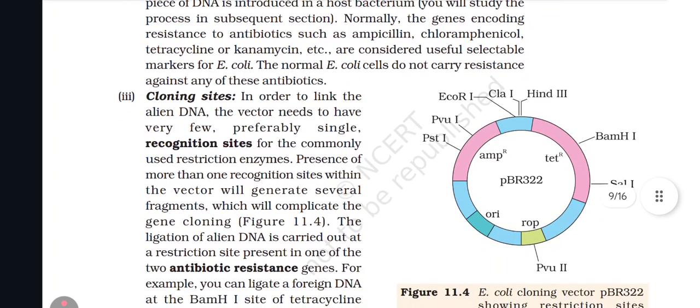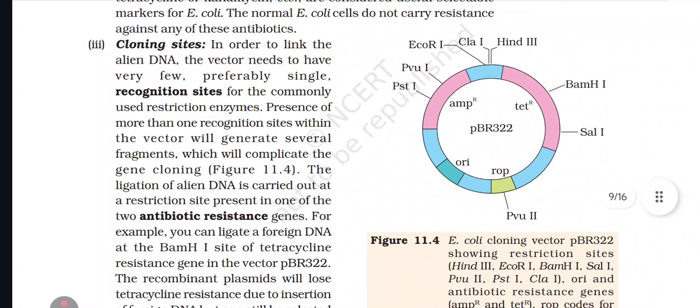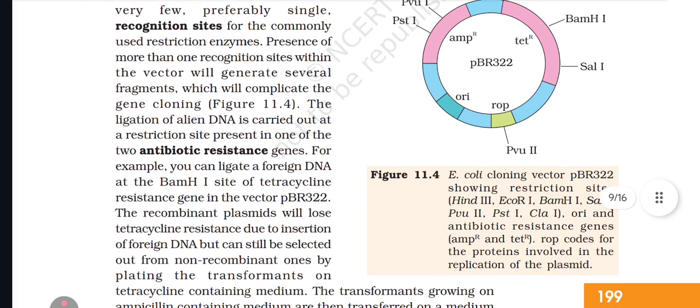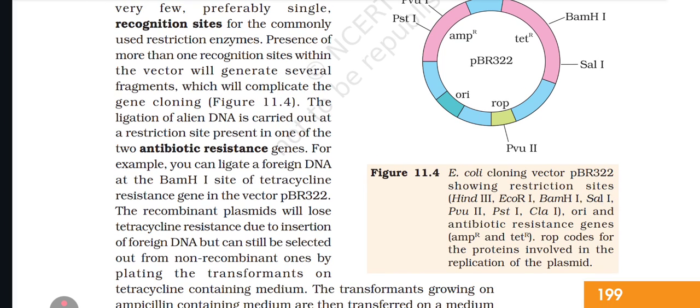Third is our cloning sites. In order to link the alien DNA, the vector needs to have very few, preferably single recognition sites for the commonly used restriction enzymes. Presence of more than one recognition site within the vector will generate several fragments which will complicate the gene cloning. The ligation of alien DNA is carried out at a restriction site present in one of the two antibiotic resistance genes. For example, you can ligate a foreign DNA at the BamHI site of tetracycline resistance gene in the vector pBR322.